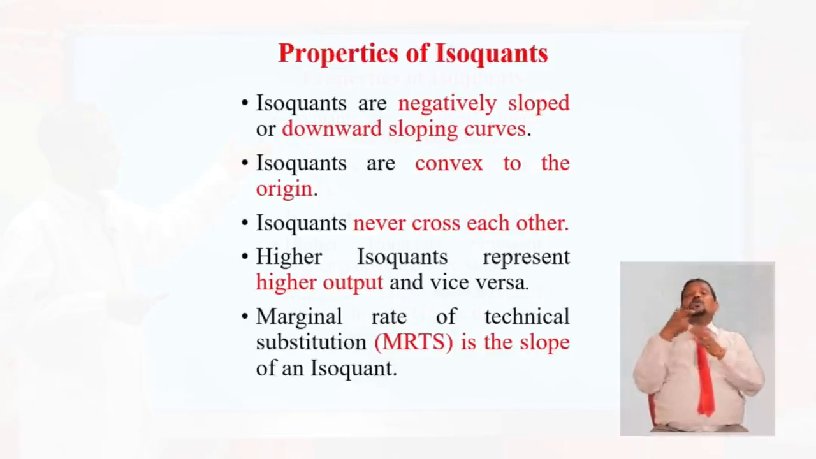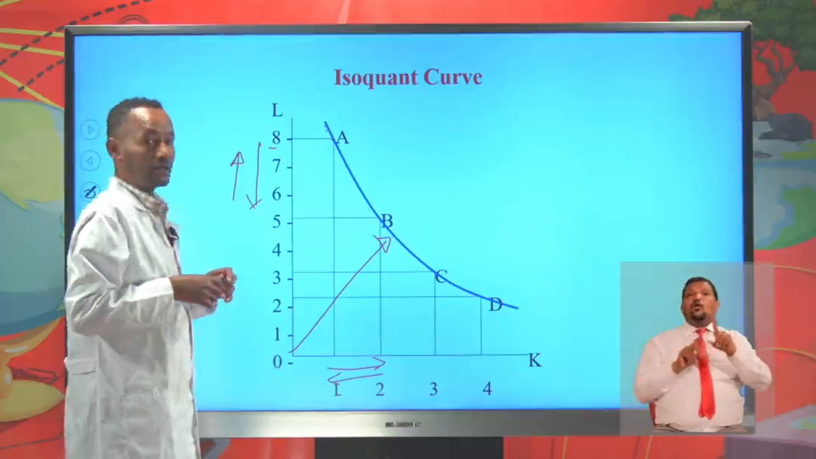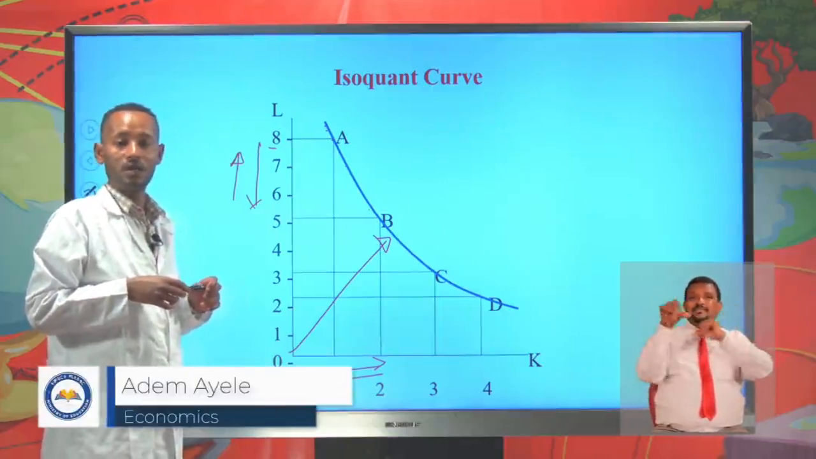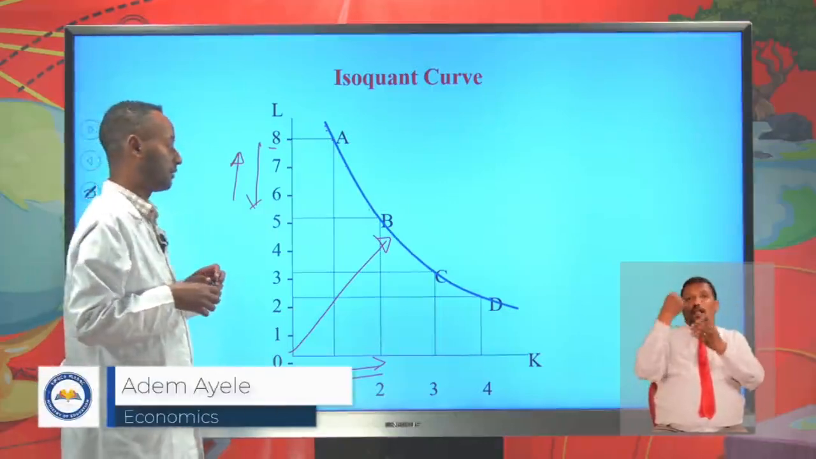Another property is that isoquants never cross each other. Crossing isoquants indicate inconsistent employment of the variable inputs, labor and capital.